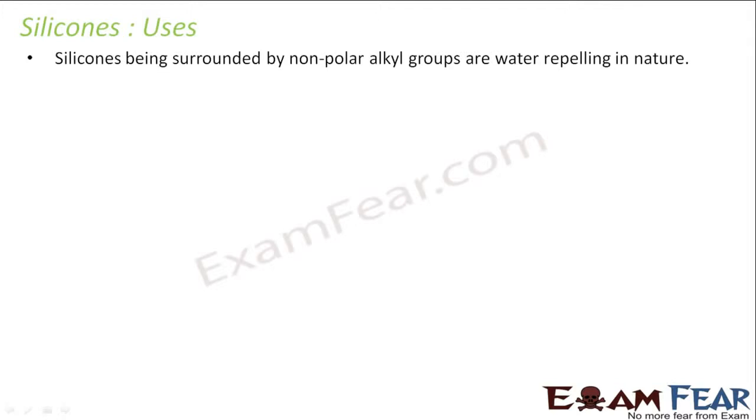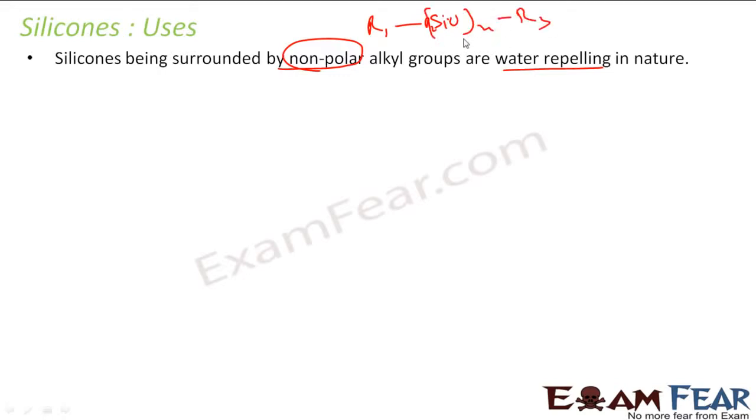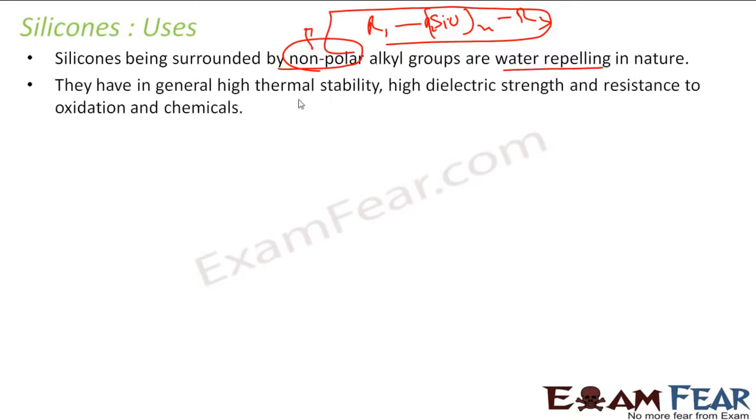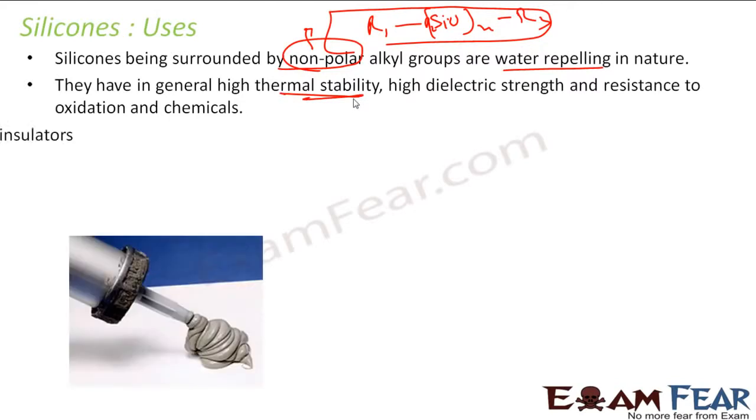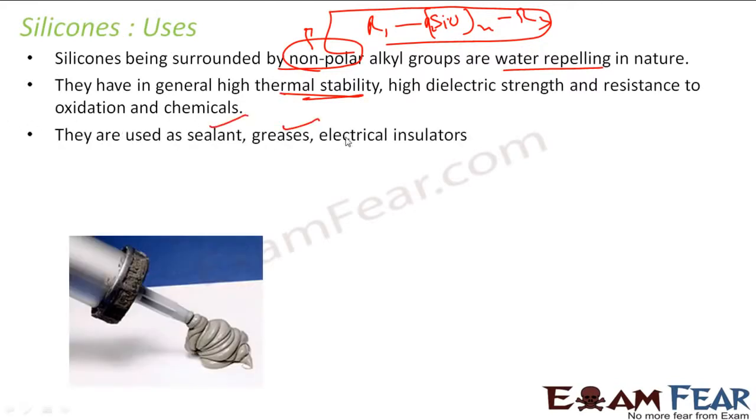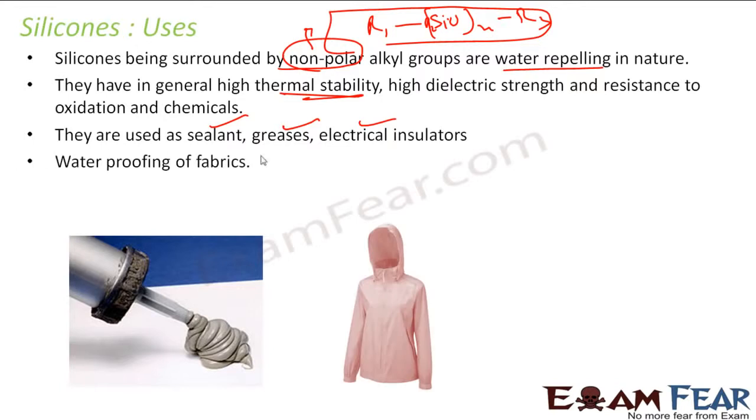Let's understand the uses of silicones. The first is, since it is surrounded by non-polar alkyl groups, it is water repelling in nature, right? So it is a non-polar alkyl group we have seen, because it is something like this: R1, R2SiO, and there you have R3, something like this, right? In this case, all non-polar alkyl groups, so they are water repelling in nature, and they have very high thermal stability, and they are used as sealant, grease, and for electric insulators. And they are also used for waterproof fabric because they are water repelling in nature, right?